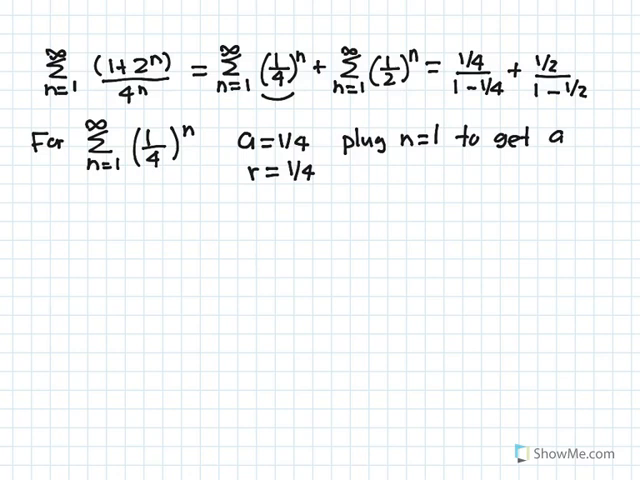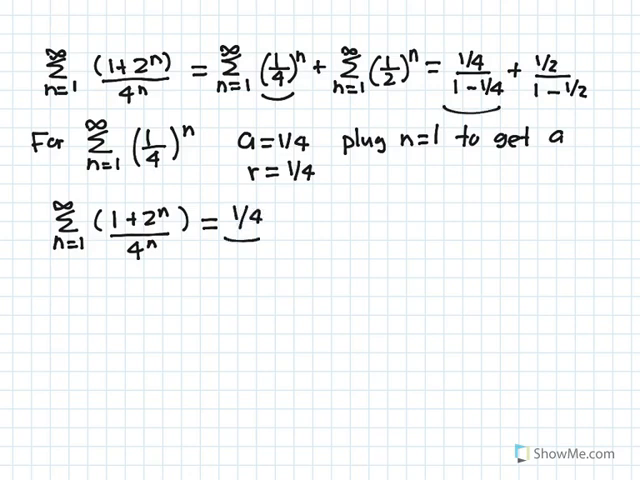All right, so the summation n goes from 1 to infinity, 1 plus 2 to the n, divided by 4 to the n. We split this up as the sum of two geometric series. So we get 1 quarter, divided by 1 minus 1 quarter, which is equal to 1/3, plus 1/2 divided by 1 minus 1/2, which is 1. The 4's cancel out, so we get 1/3, and 1/2 cancels with 1/2.